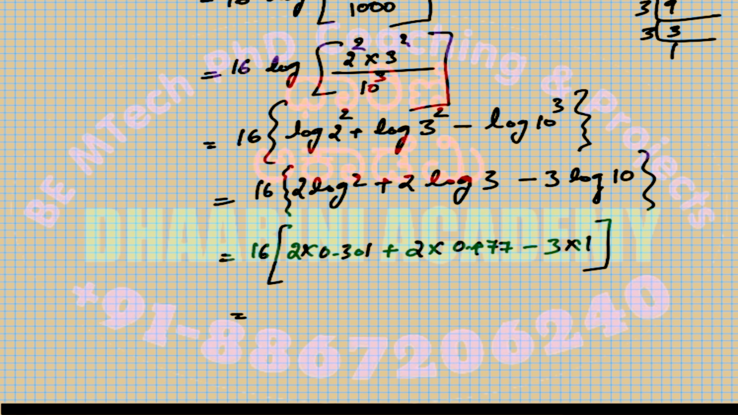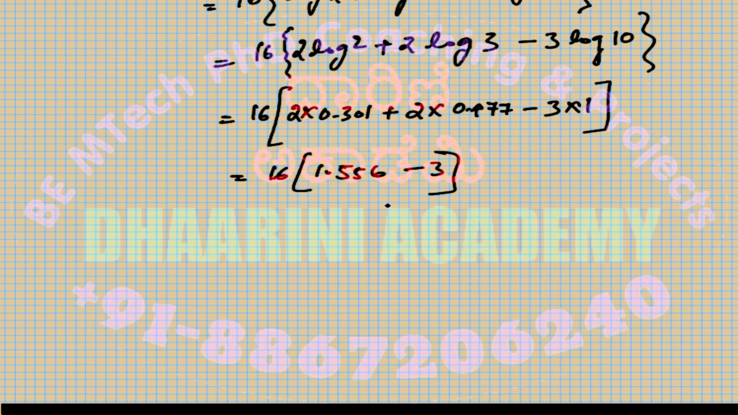So simply let us write this. The first half is 16 into, and the positive part simplifies to 1.556, and there is a minus 3. Let me not simplify further because the whole number would become negative. I don't want that because I have to write this in the characteristic and mantissa format, where I need a positive part for the mantissa. That's why I do this separately. So 16 into 1.556 gives you 24.896, and the minus 3 into 16 gives you 48.